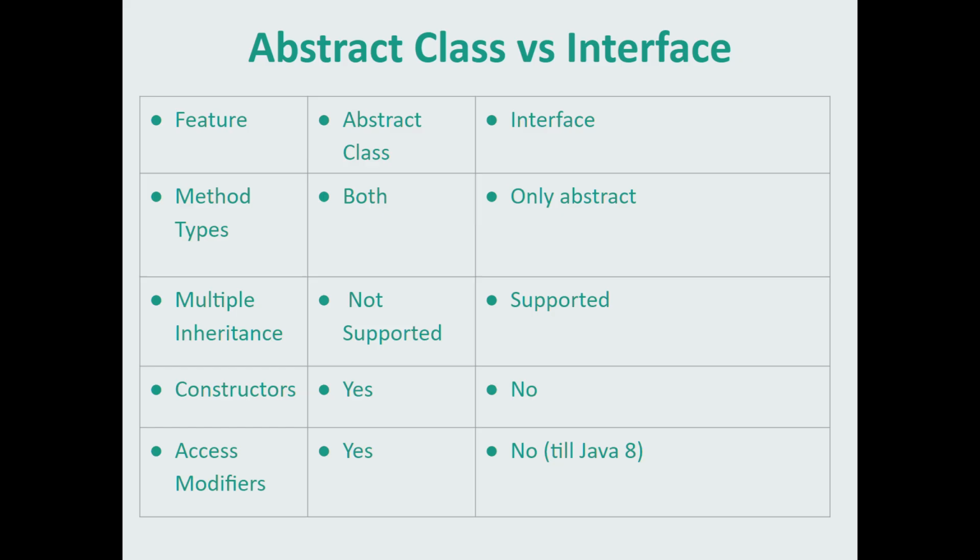Abstract class versus interfaces. So, how do abstract classes and interfaces compare? Abstract classes can have both abstract and non-abstract methods, while interfaces mostly have only abstract methods. Multiple inheritance is not supported with abstract classes, but with interfaces it is supported. Abstract classes can have constructors, while interfaces cannot. Also, abstract classes can define access modifiers for methods, but interfaces, especially in earlier versions of Java, cannot.